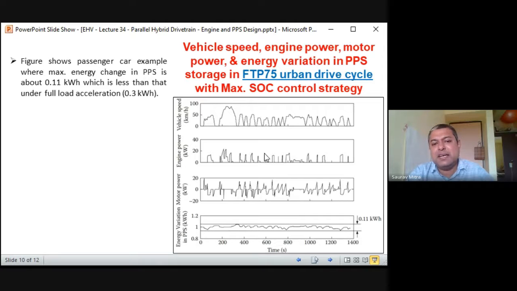Other things are understandable because here you are finding vehicle speed is going up and coming down. Again it is a stop-go kind of a thing. Okay, so this figure shows a passenger car example where the maximum energy change in the PPS is about 0.11 kilowatt hour. Very important thing. That's why this fourth graph result they are telling at the first. Okay, which is less than the under full load acceleration of 0.3 kilowatt hour.